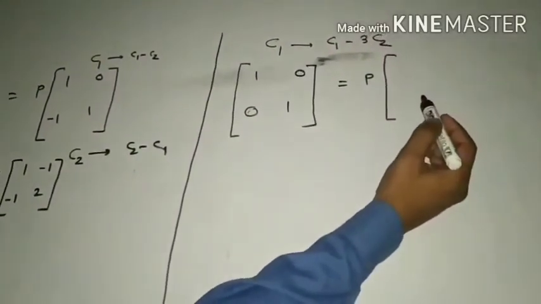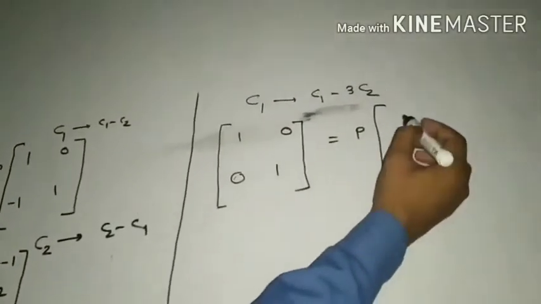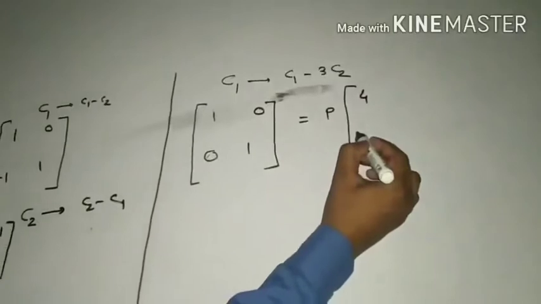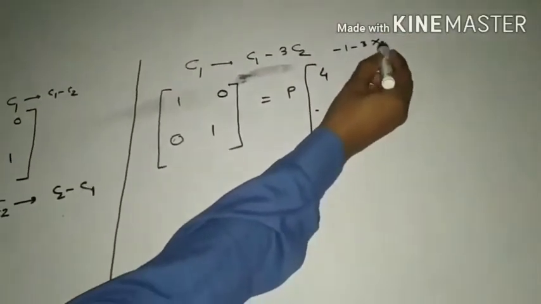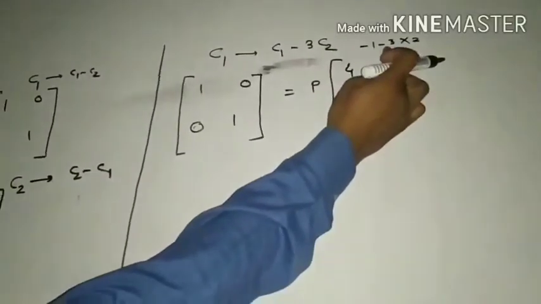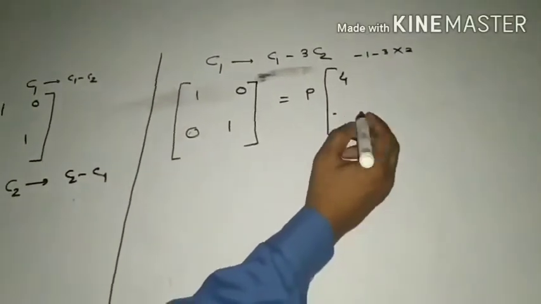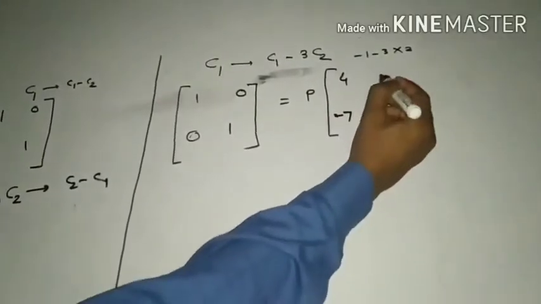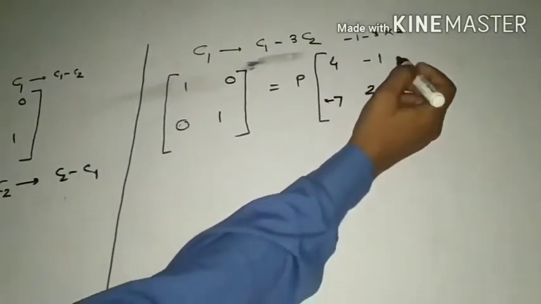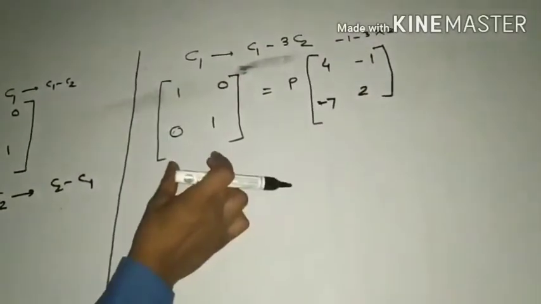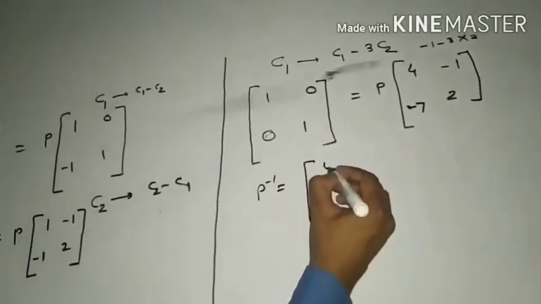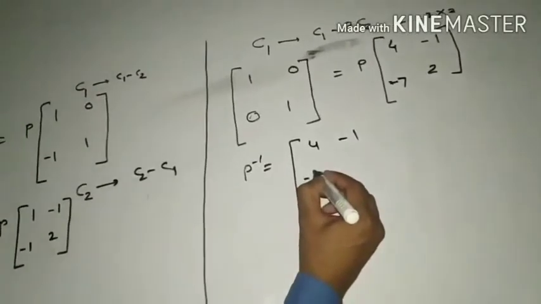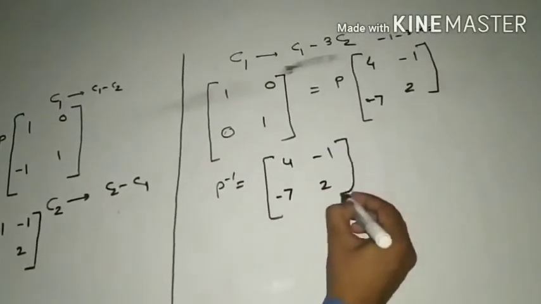And then after minus 3 into minus 1 means we will get here 4, and then after here we will get minus 1 is given, minus 1 into 3 into this is the 2, so this is what we will get, minus 7, and then after here minus 1, then after this is the 2. Again this is the identity matrix. So P inverse, this is 4 minus 1 minus 7, and then after this is the 2.